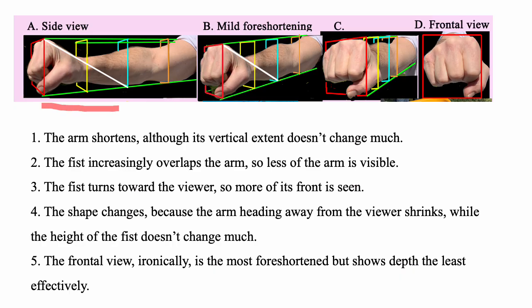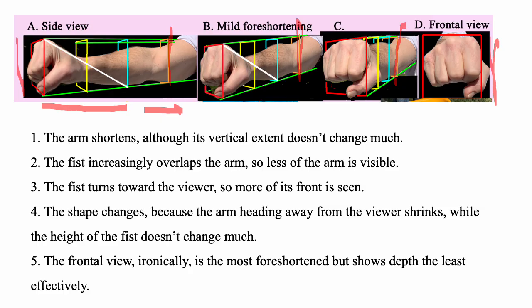Here I divided the arm into 4 parts using multiplying rectangles. So for example, this yellow line is right after the elbow here, it's right after the elbow here, and it's right after the elbow right there. The arm shortens, although the vertical extent here to here doesn't change very much. The fist increasingly overlaps the arm, so less of the arm is visible.